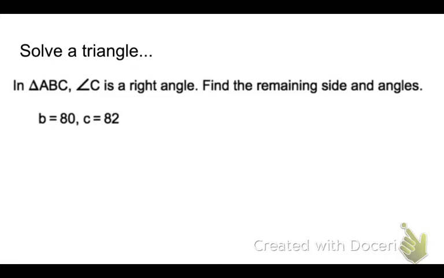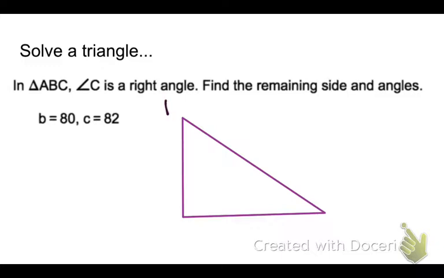First, we'll start by creating our right triangle and labeling it accordingly. Now, of course, you can draw your right triangle however you want, but it does need to be a right triangle, and it indicates that C is the right angle. Little b is 80, little c is 82. And of course, I know those are side lengths because angles are capitals and side lengths are lowercase.